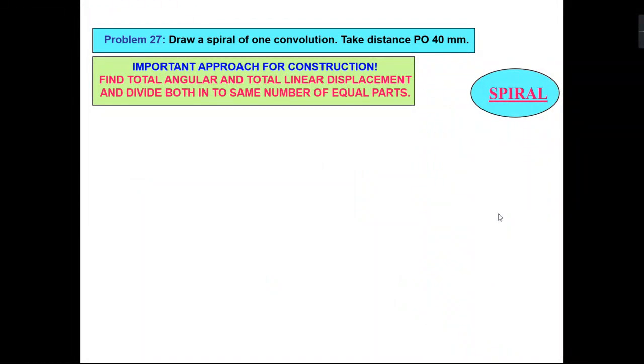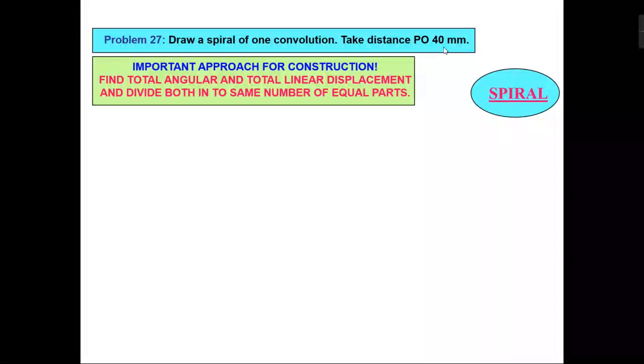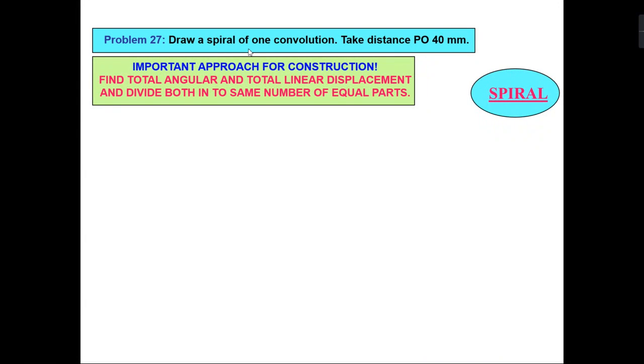So in the next problem, we have to draw a spiral of one convolution, taking the distance PO as 40 mm, meaning P is the point and O is the pole. So the distance of a point from the pole is 40 mm, and we have to draw a spiral of one convolution, meaning the point is reaching the pole by completing one convolution.